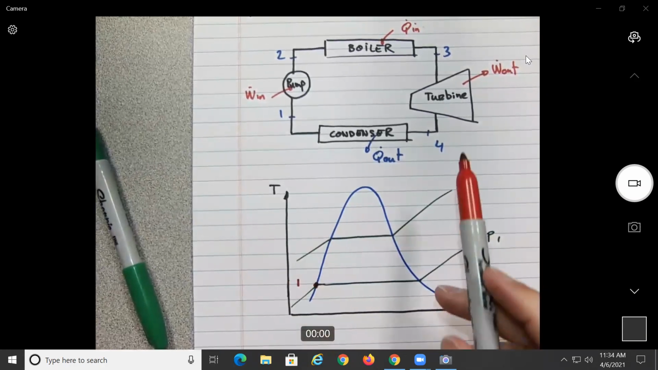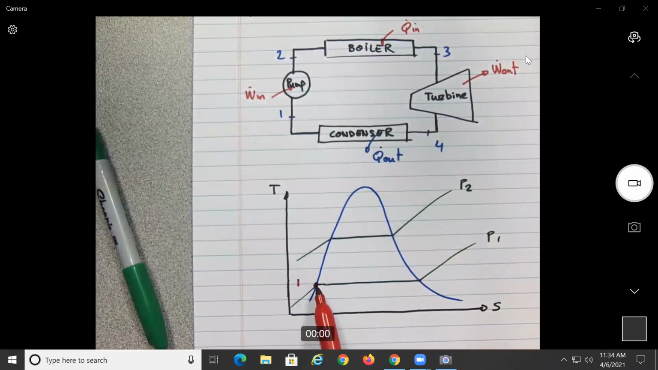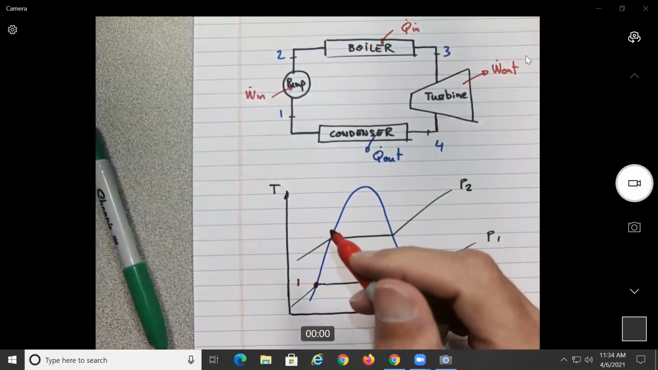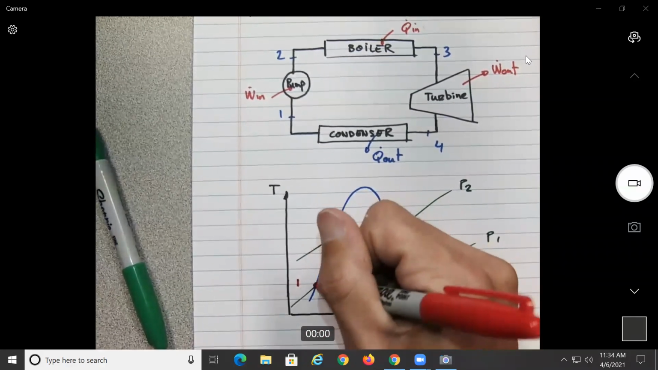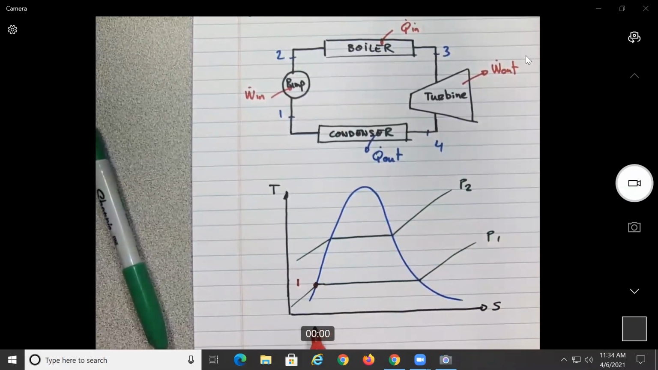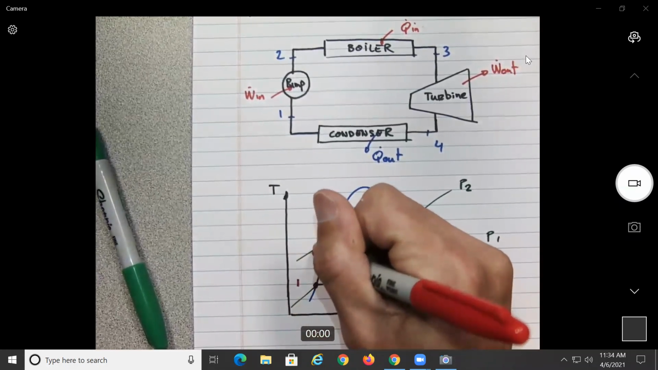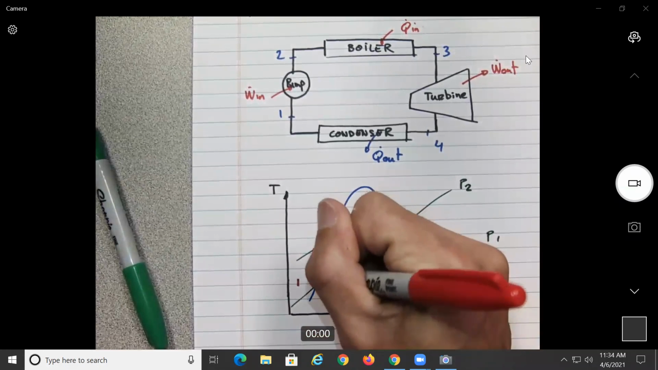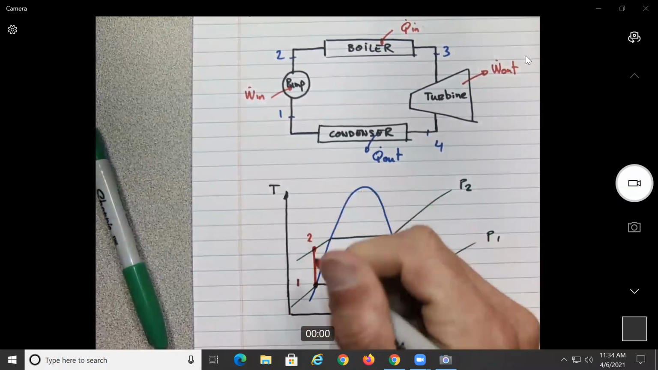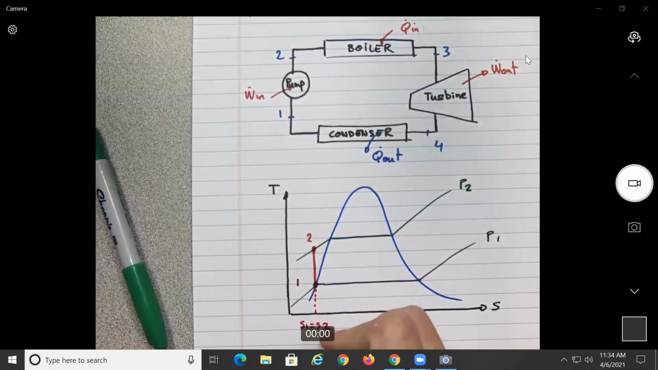So in the ideal case, what needs to happen? The condenser just needs to cool the water enough to start being heated. In real life, it can go down. Now the pump is going to work without any loss, so it should be working isentropically. That means we're going to move straight up to 2, and here we should have S1 equal to S2.